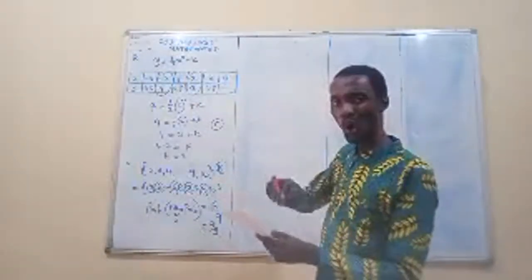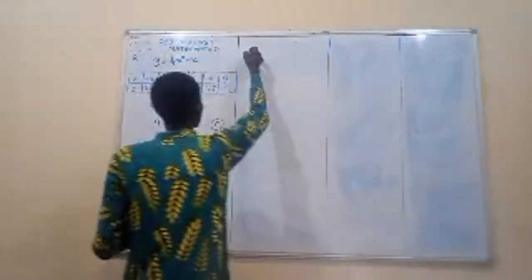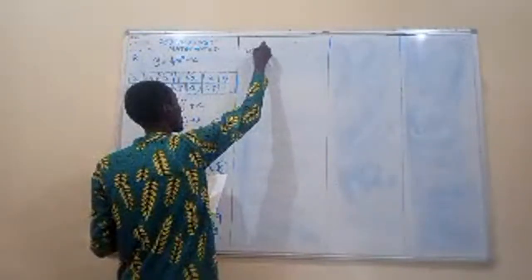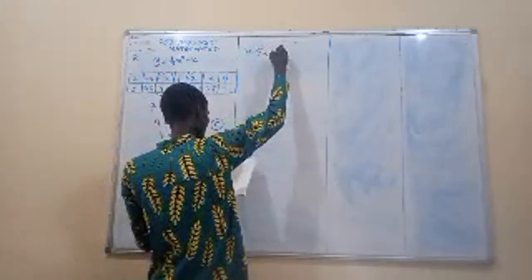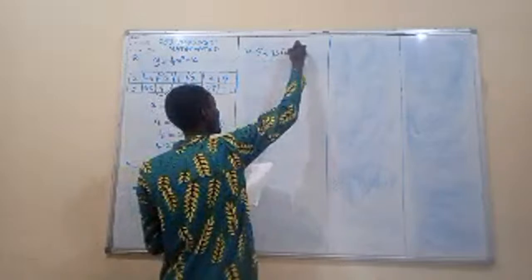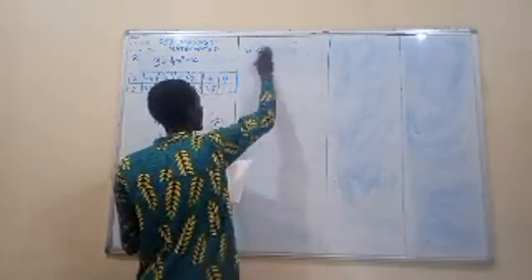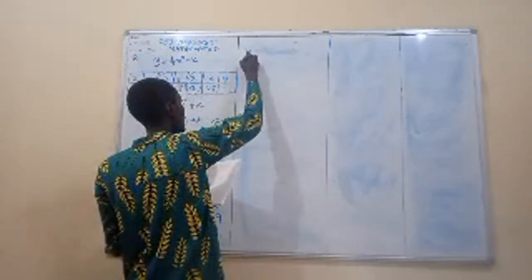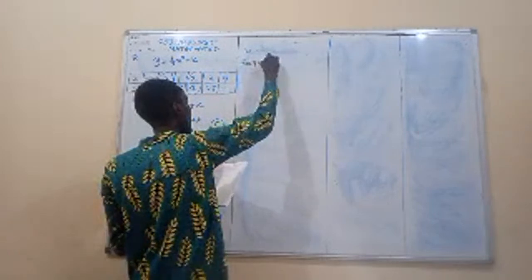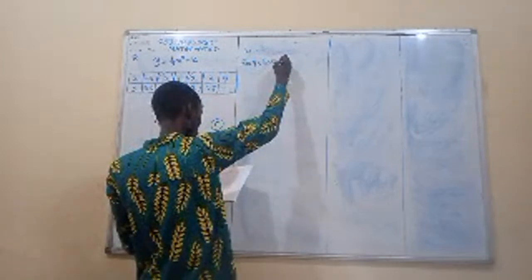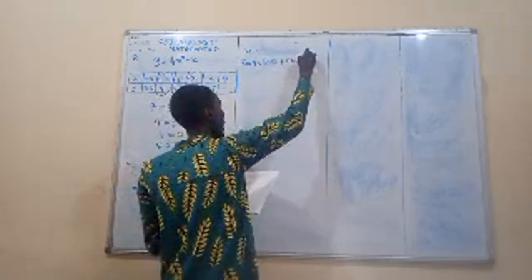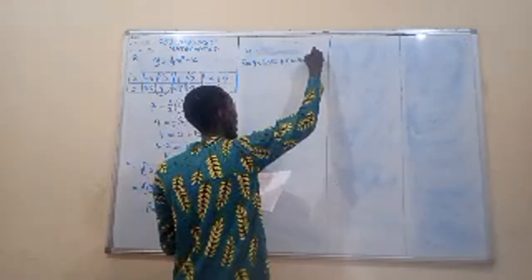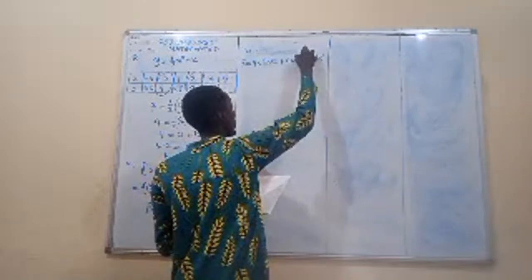Now, the next question says, find in surd form. Find in surd form. The value sine, that's number 10, sine 45 cos 30. Okay, let's use a very big place. Sine 45 cos 30 minus, or rather plus, cos 45 sine 30, all in degrees.